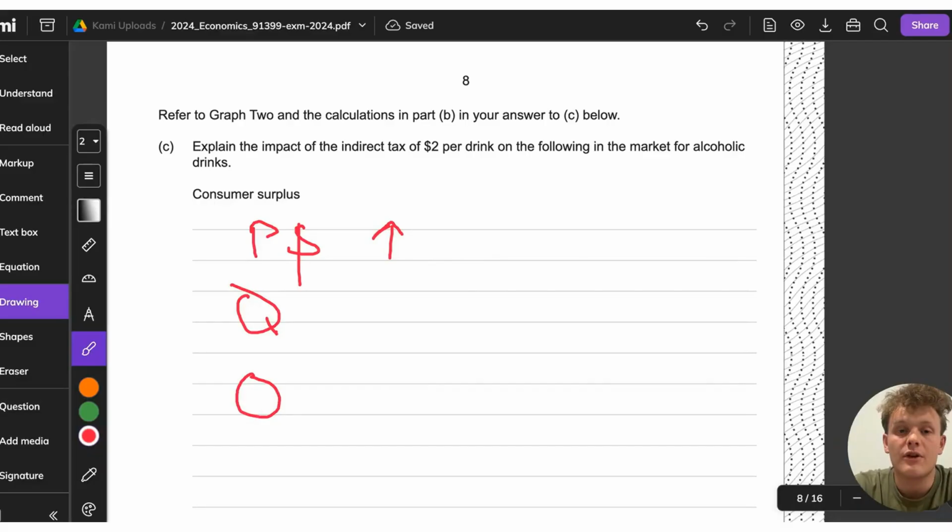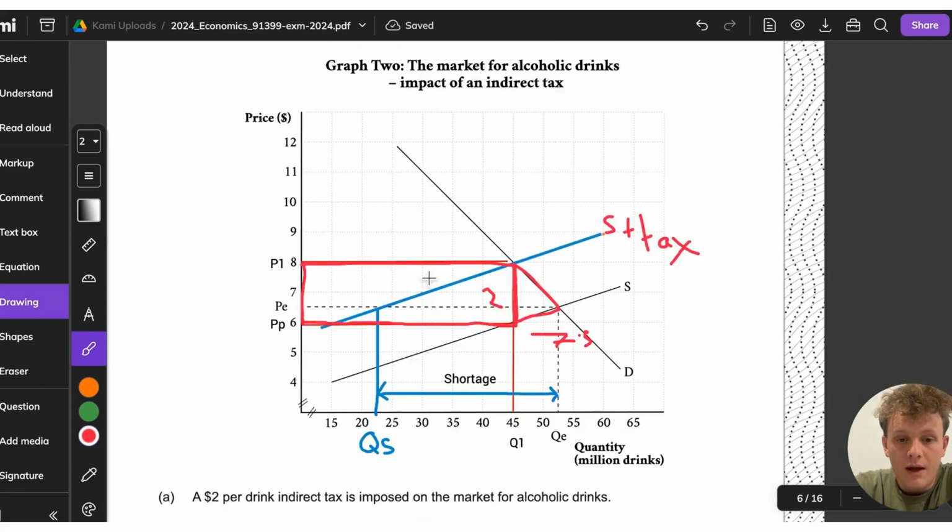This means the difference between the price that they were willing to pay, the demand curve, and the price that they actually pay has changed. The price they actually pay, PE, has increased as the demand curve remains the same and we move to this new higher price. So less surplus on each unit consumed, and the quantity is decreased from QE to Q1, so there's less surplus because there's less units from which to gain a surplus. So overall, a decrease in consumer surplus.